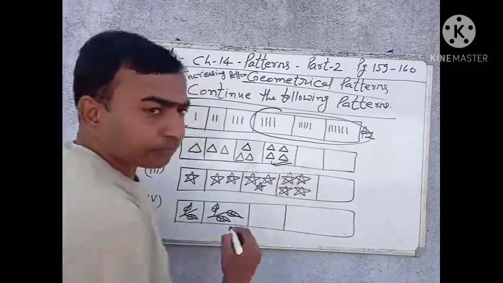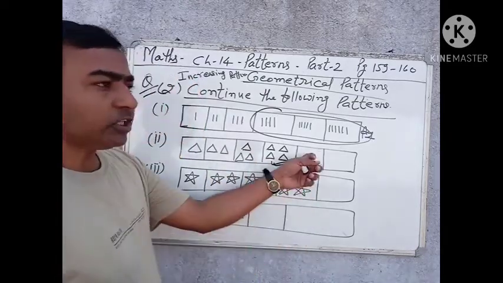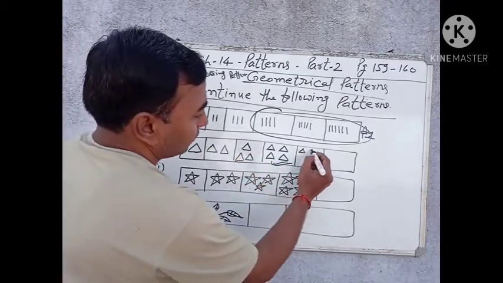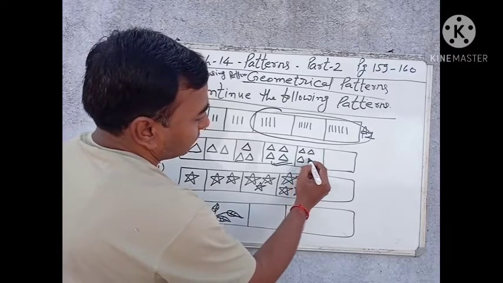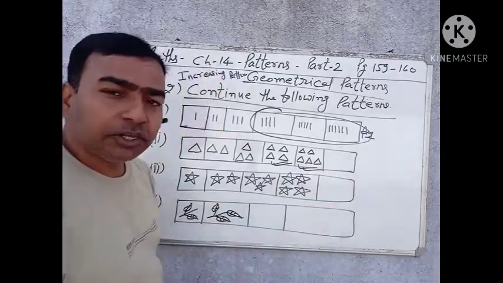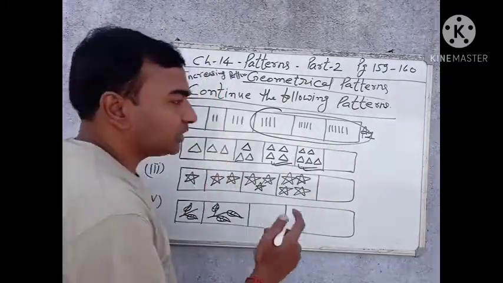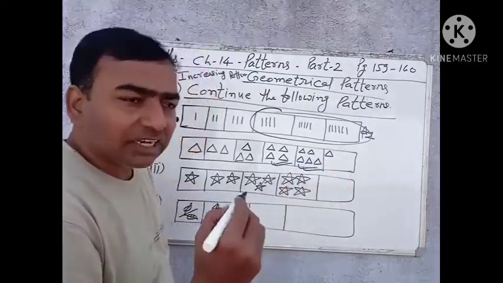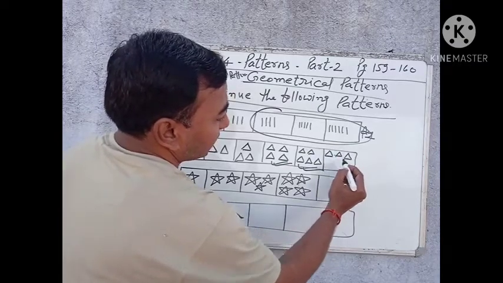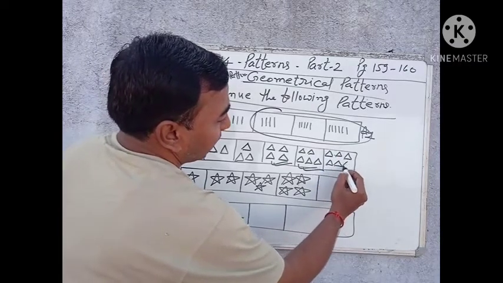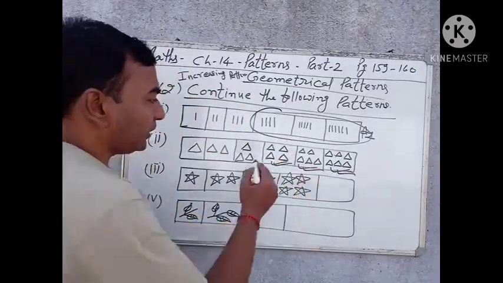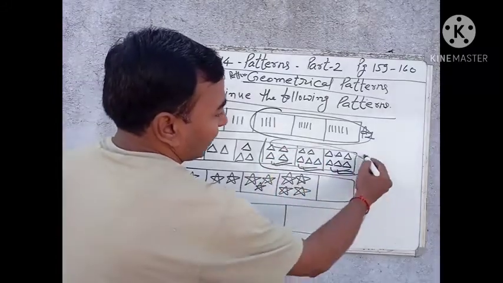This is our answer. In box number 5 we will draw 5 triangles: 1, 2, 3, 4, 5. So this is our answer. Now in the last box we will draw 6 triangles: 1, 2, 3, 4, 5, 6. So this is our answer. The last 3 boxes are our answer.